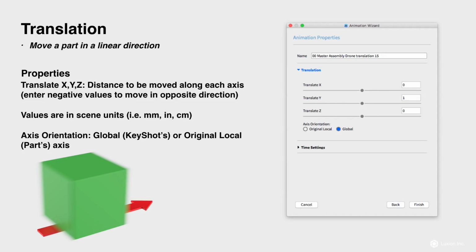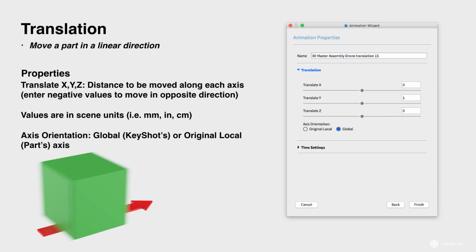Now a translation is our next option, and this moves a part in a linear direction, so a single direction. And in this case, we are going to have the ability to choose X, Y, or Z, and how far it goes in that direction. Something I want to mention here is that those values, or the numbers that you put into those translate boxes, are going to be in the scene units that your KeyShot is using.